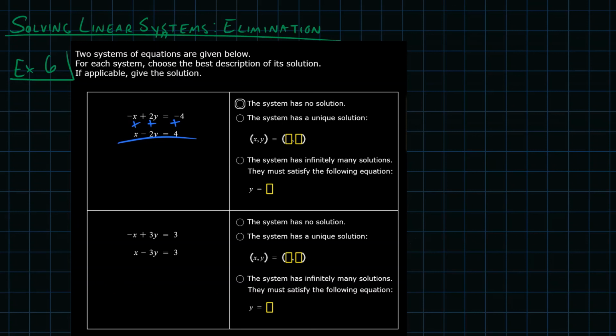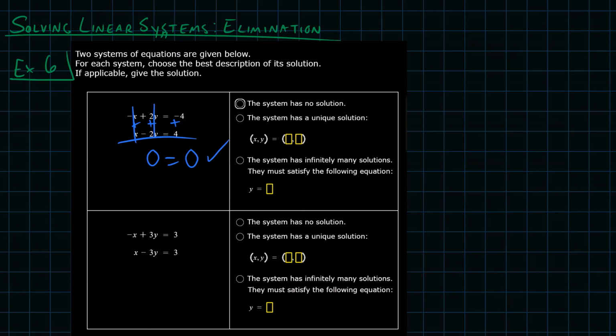Negative x plus x is 0, so they eliminate. 2y plus negative 2y is also 0, so our left side is just equal to 0. But in this case, negative 4 plus 4 is also equal to 0. So even though everything canceled out in these equations, this is a true statement. 0 actually is equal to 0.